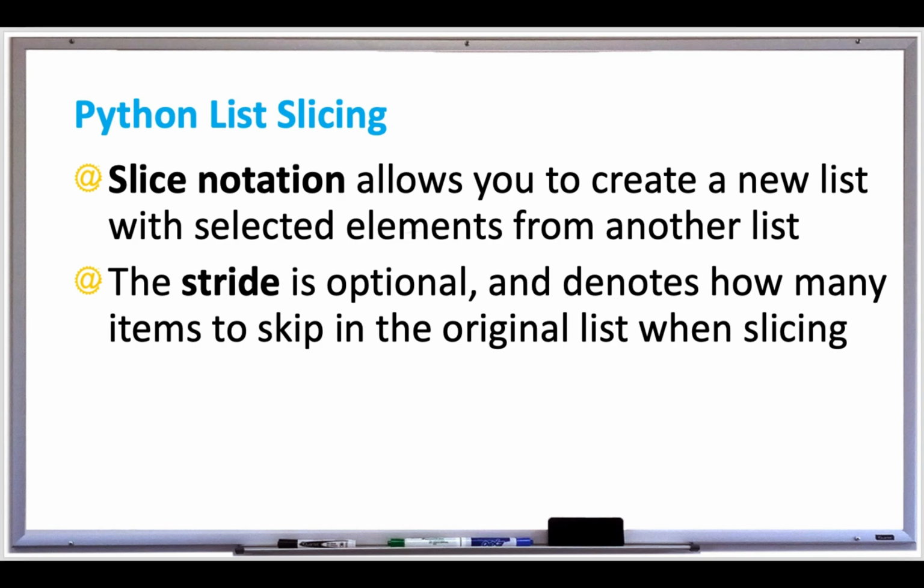You can slice a list in Python using slice notation. Slice notation allows you to create a new list with selected elements from another list. And you can also provide a stride, which is optional and denotes how many items to skip in the original list when slicing it. Let's take a look at an example of slice notation in Python.